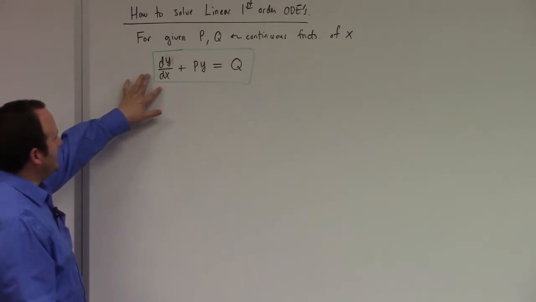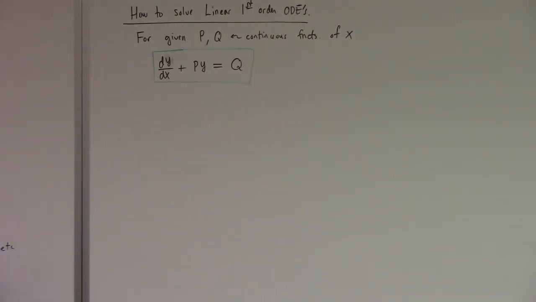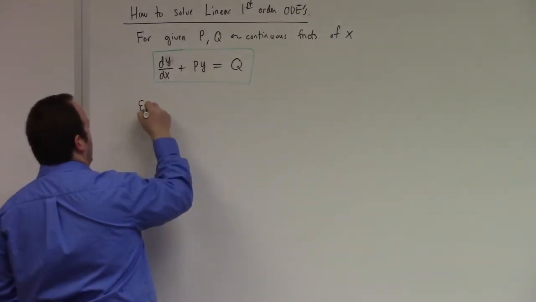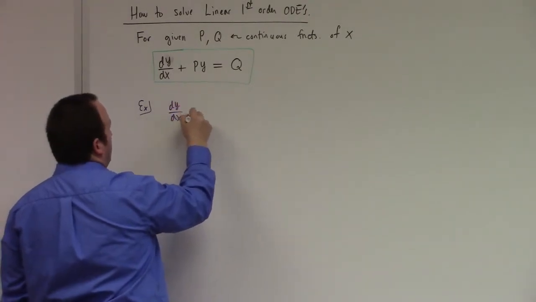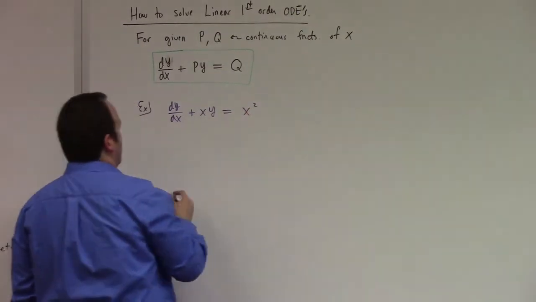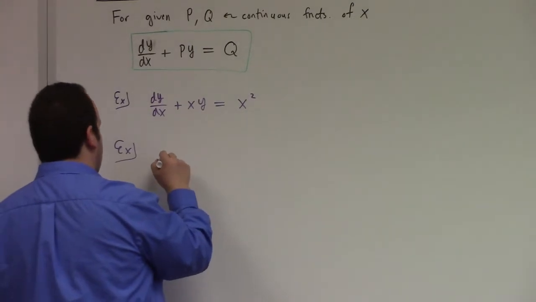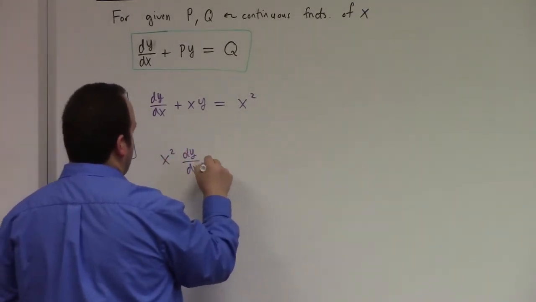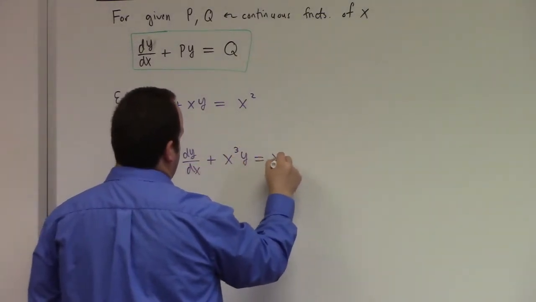So dy dx plus py, we would like to solve this. Now, for example, let me just show you some token examples of this before I even do it. So for example, you might want to solve dy dx plus xy is equal to x squared. Or you might want to try to solve something like x squared dy dx plus x cubed y equals x to the fourth.